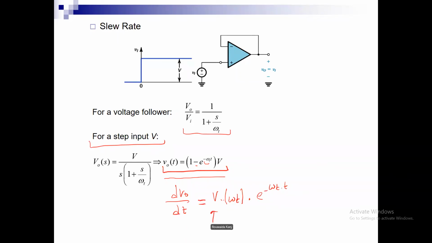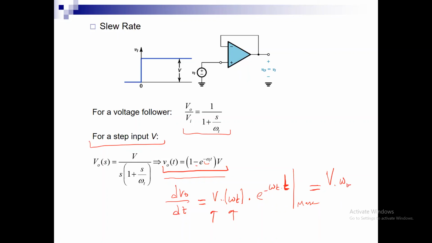This is a constant I know. This is a constant I know. When is this maximum as a function of time? We need to distinguish between the time t and the omega t of the unity gain frequency. At what time does this become maximum? When t equals what? What is the maximum value for this? T is 0, and the exponential is 1. So this is equal to V times omega unity, right?